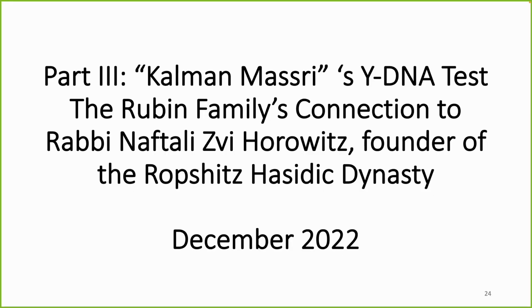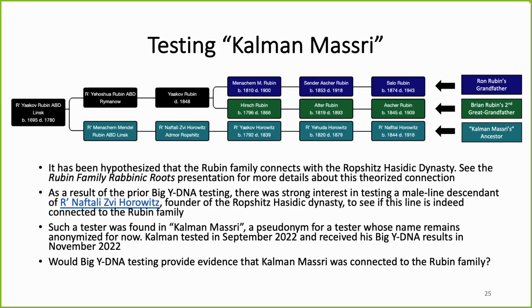All right, I know this is a longer presentation, but we're getting to the end here. So we're going to talk about part 3. This is the late-breaking research that literally just in the last week we got some more data on. And again, all of this data came after our last presentation later in November. We're going to talk about a tester named Kalman Masri, and he's in quotation marks for a reason, and his Y-DNA test. And we're going to talk about a connection to a rabbi named Naftali Tzvi Horovitz, the founder of the Ropshitz Hasidic dynasty. So let's go into this.